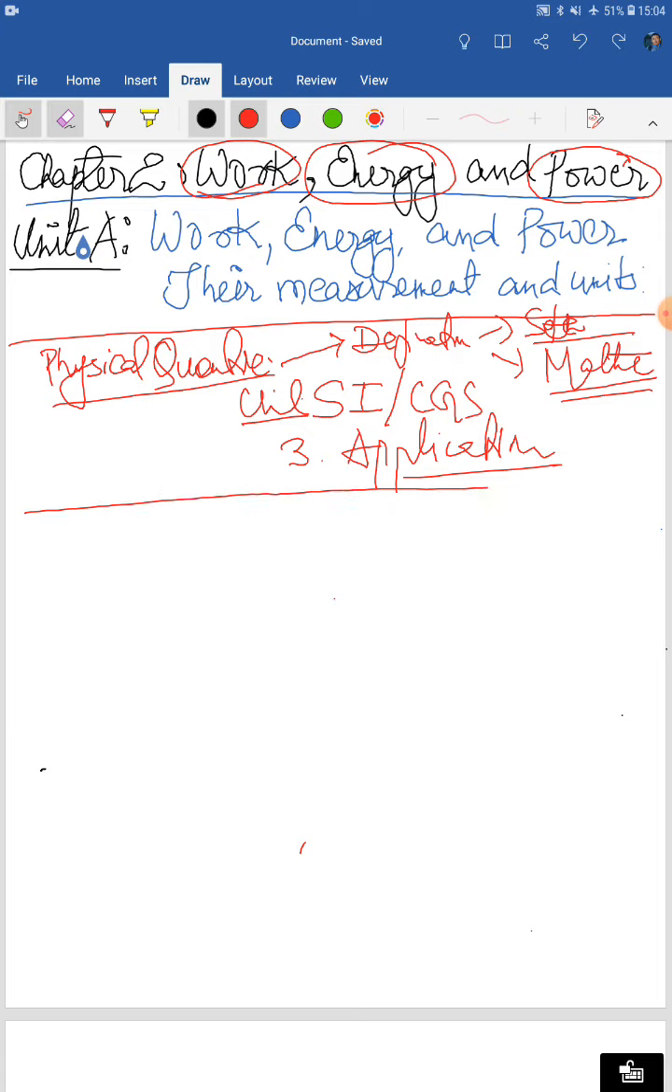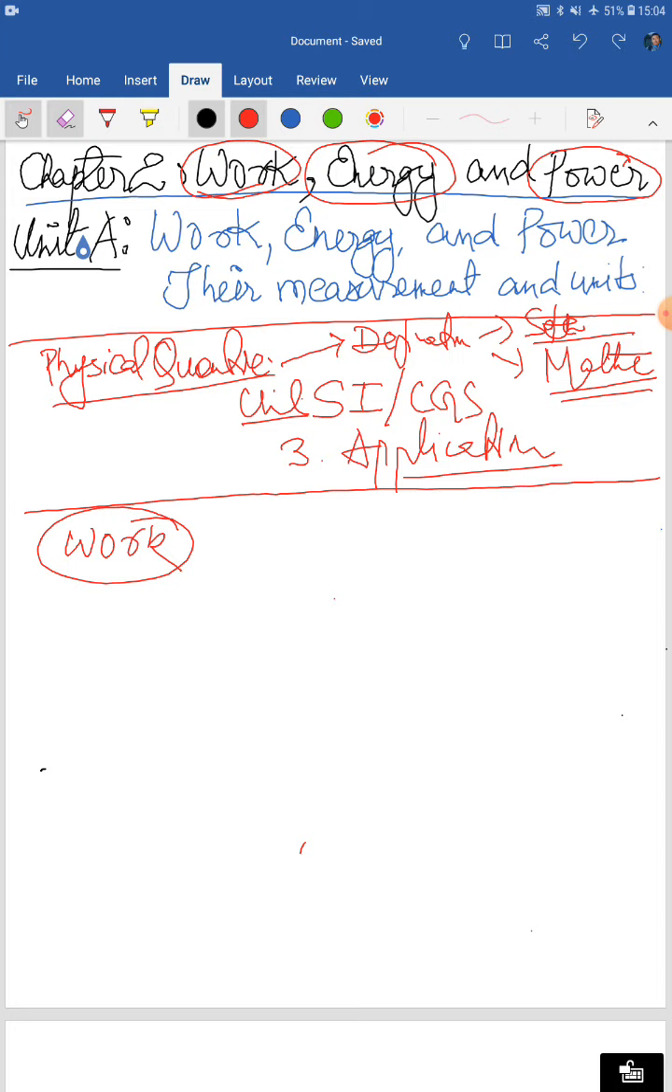All right, so now without wasting much time, let's begin with the first physical quantity, that is work. Now when we say work, generally we understand that the things that we do or the activities that we do in our day-to-day life is work, isn't it? Like washing our clothes, cooking food, writing or doing our assignments, learning, studying. These are all the work that we generally do, isn't it?